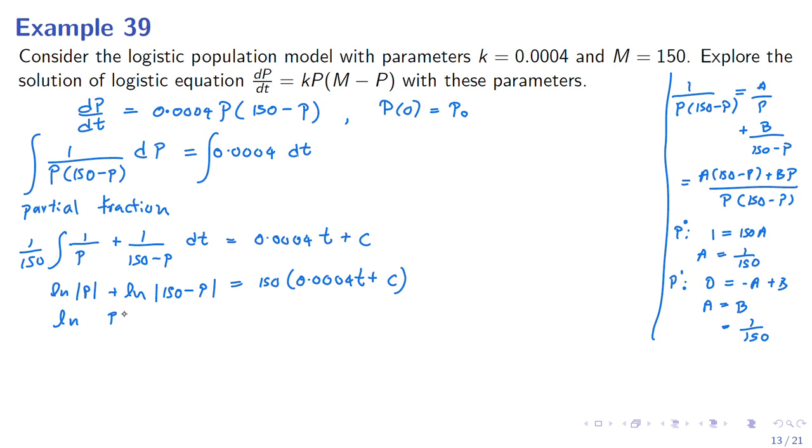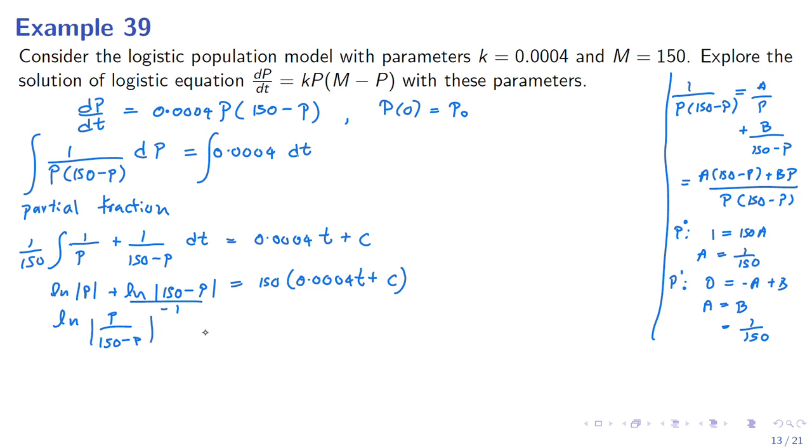Hold on, I think I made a mistake somewhere. Okay, the mistake is I need to divide this by minus 1. So that means this should be minus instead. That's not clear, so I'll just say minus 1, which gives me minus here, which I can write as the natural log of p divided by 150 minus p.